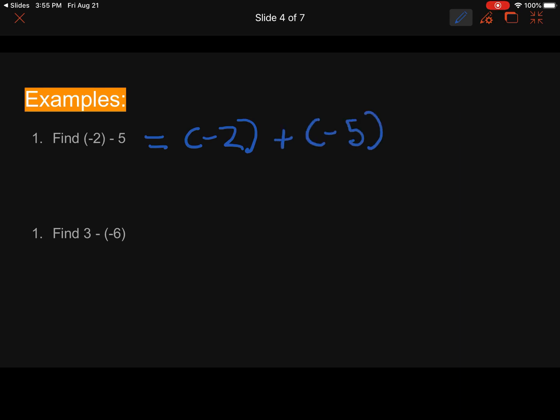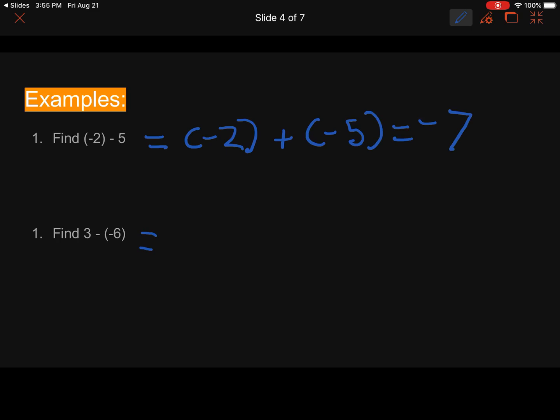And when we solve this here, we can see that we have 2 negative numbers, so our value is going to be negative. And we would have 5 plus 2 would be 7. So -2 plus -5 would be equal to -7.